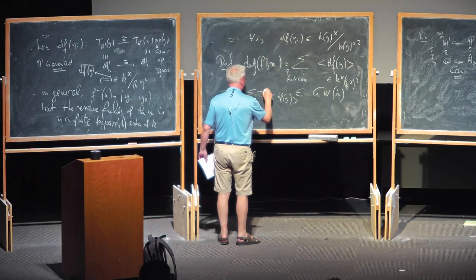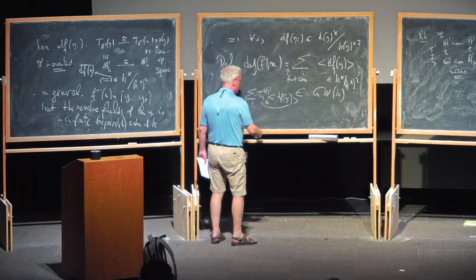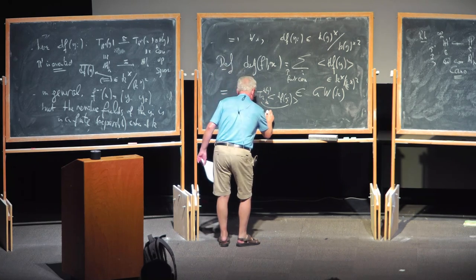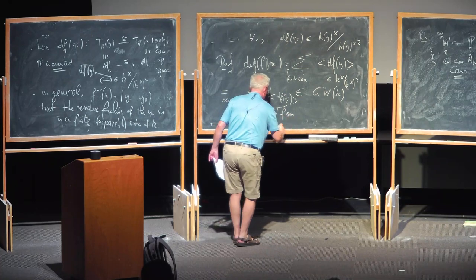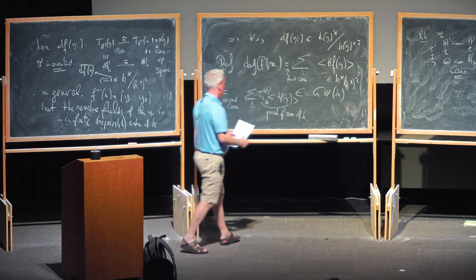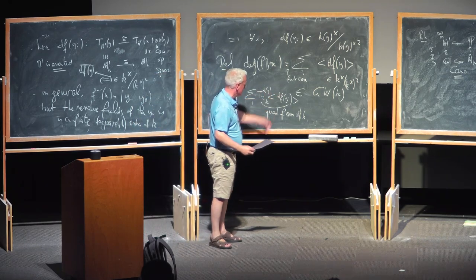There is a transfer from the residue field to k. And now this is a quadratic form over k, of rank exactly the degree of the field extension kappa of y over k. And it is defined using the trace form.